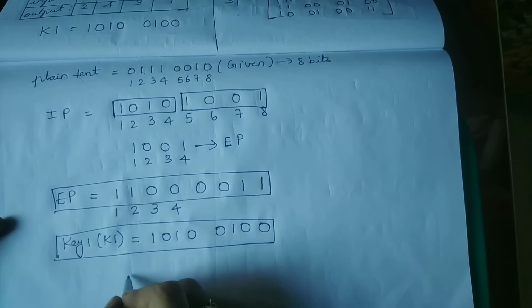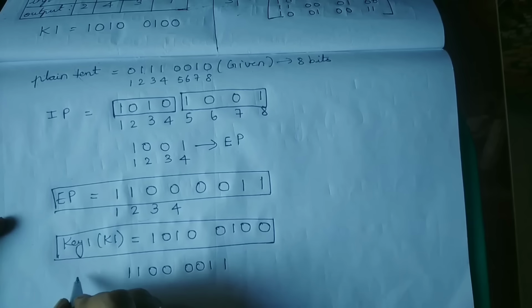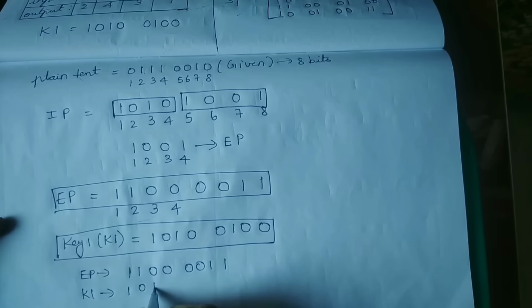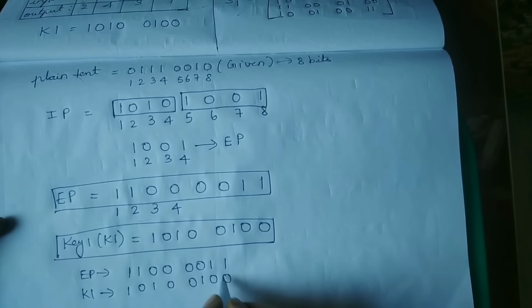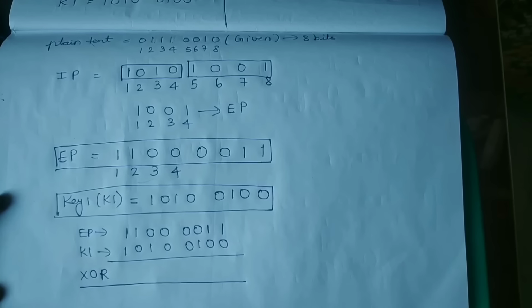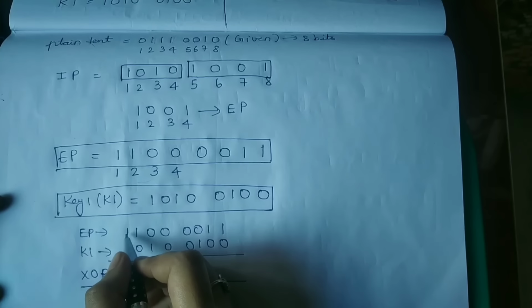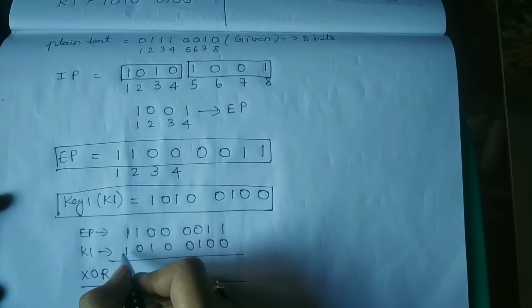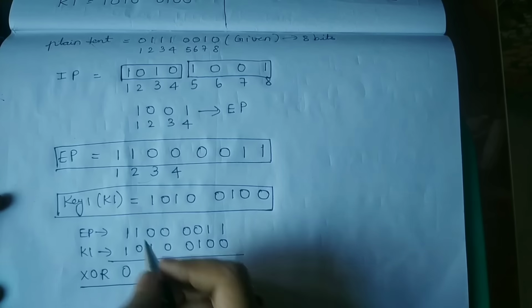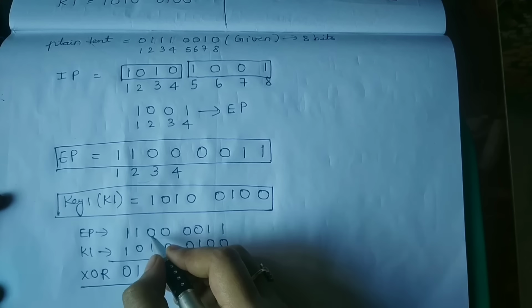Now we are going to perform XOR operation to this EP value and this key one value. First I am going to write the EP value, 11000011. This is the EP value, and then here I am going to write the key one value, 10100100. Now I am going to perform the XOR operation. Same value means we must put 0. Here it is 1 and 1. It is the same value, so I should put 0 over here. Here it is 1, 0. Both are different, so I should put 1 over here. Here also both are different.